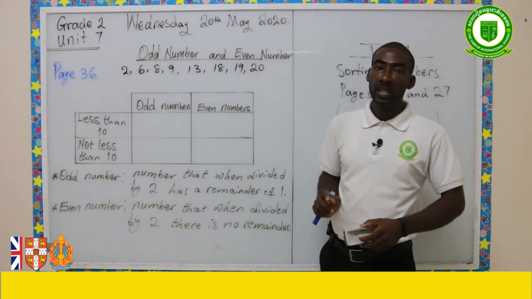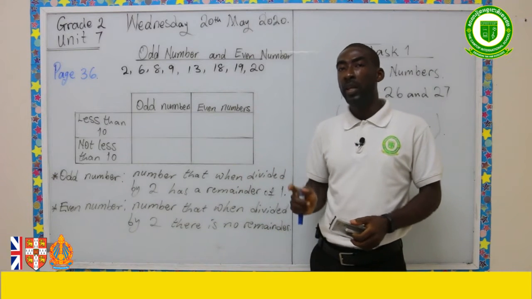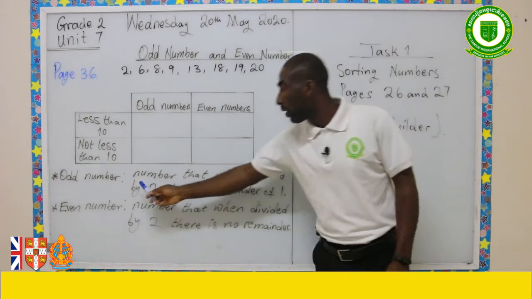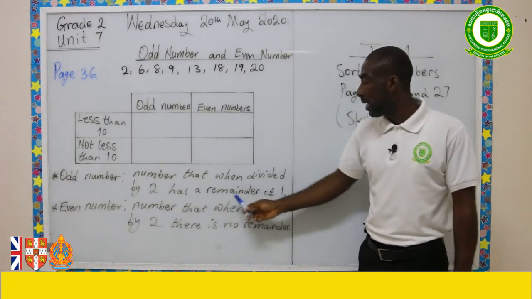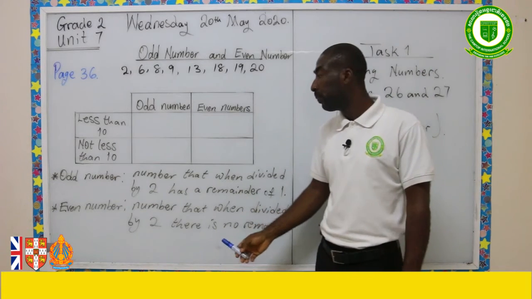First, an odd number is a number that when you divide by 2, it will always give you a remainder of 1. Okay, so that is written here. An odd number is a number that when divided by 2 has a remainder of 1. So that is an odd number.